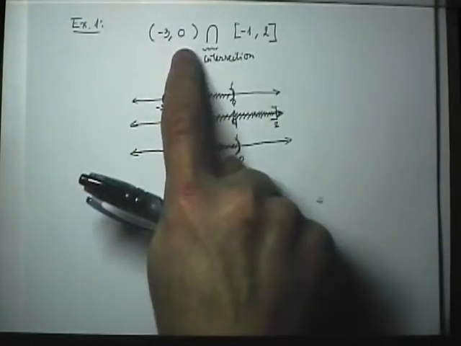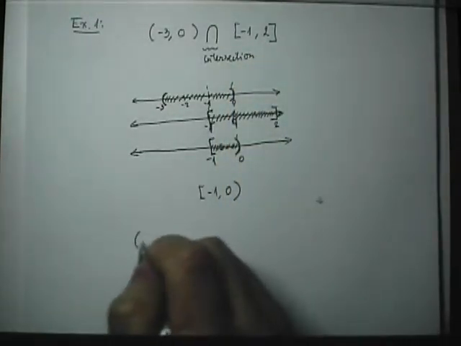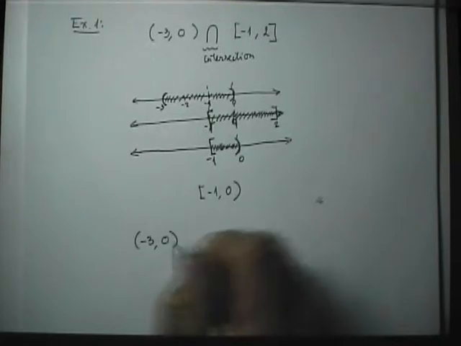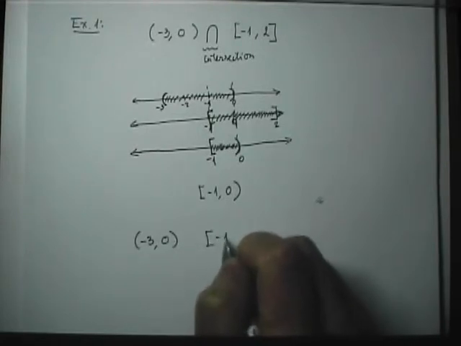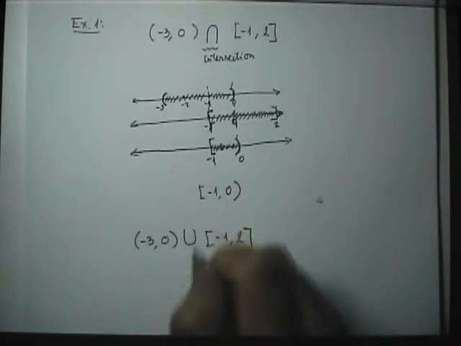Now the same example with the two intervals here. Let's try to do the union this time. -3, 0, and the same interval, -1, 2, and this time we want to do the union. Here's the union, and the sign for that is the upside down cup.